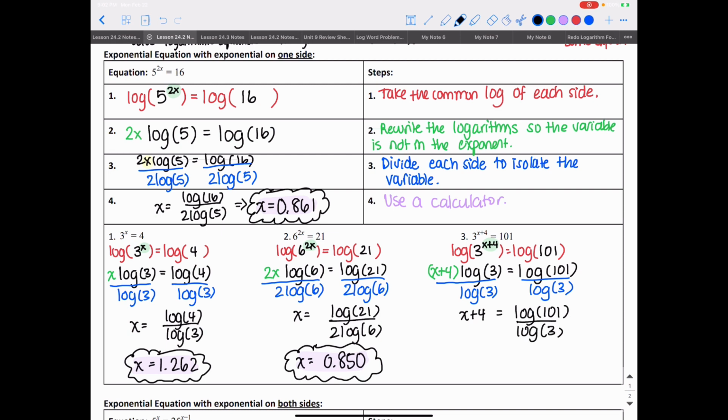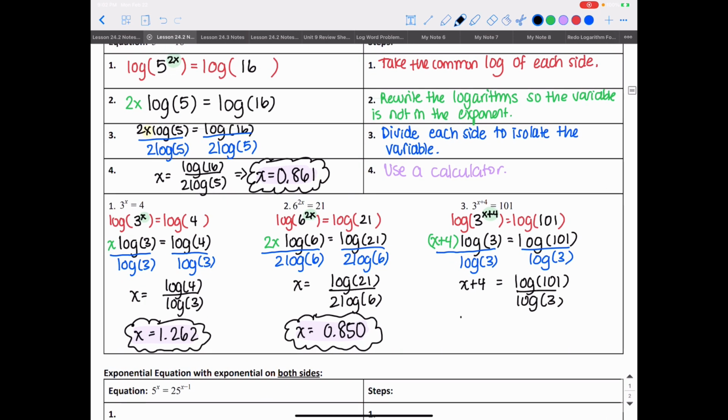And if I do this in my calculator, I'm going to get 4.201. So I'll have x plus 4 is equal to 4.201. I'm going to subtract 4 on both sides. And when I do that, I'll find that x is equal to 0.201. And that's my answer.